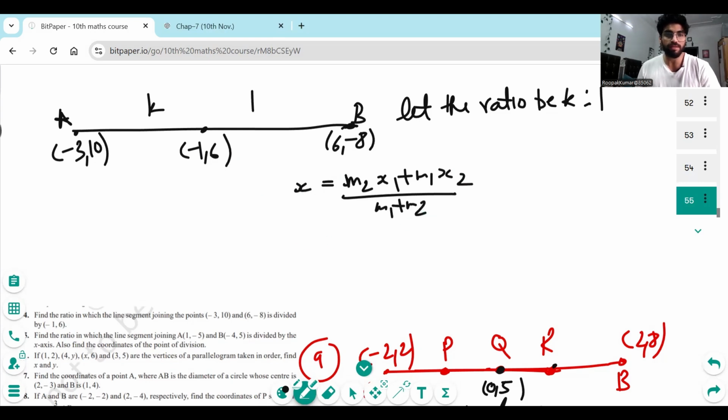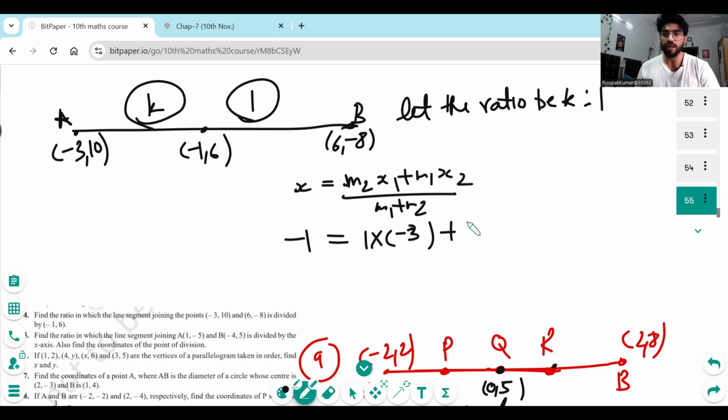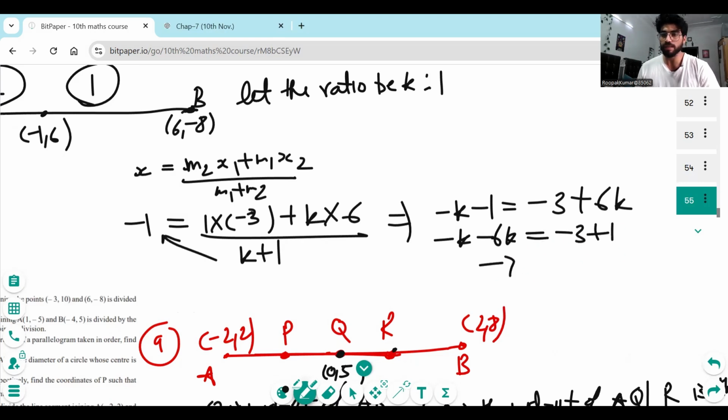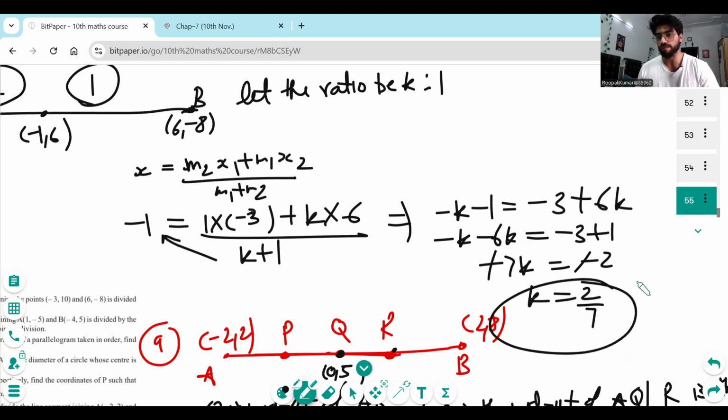So X is -1, m2 is 1, m1 is k. m2 is 1 into -3, and then we have k into x2, which is 6. m1 plus m2 is k plus 1. Cross multiply. When you cross multiply with -1, this becomes -k and -1. Then -3 and plus 6k. This plus 6k will come onto that side, and this -1 will come onto the right-hand side. -7k will be equal to -2. The negatives cancel out, so k will be 2 by 7. And whatever answer you get for k, that is the ratio. That is 2 ratio 7 is the answer.